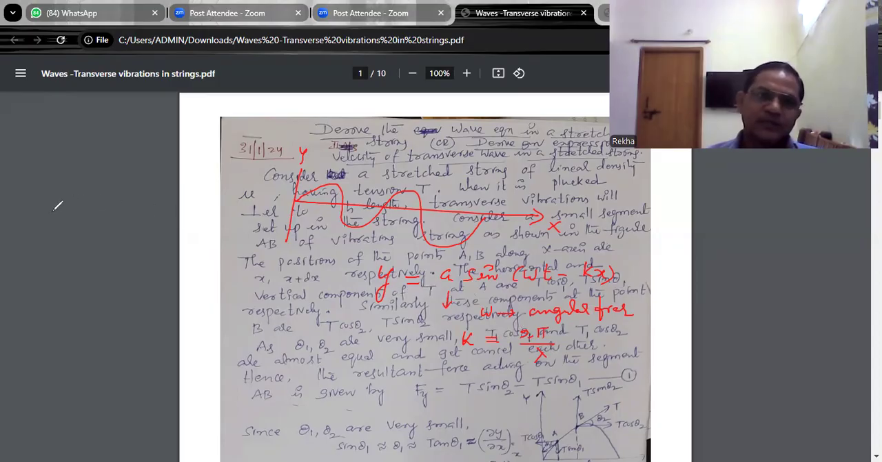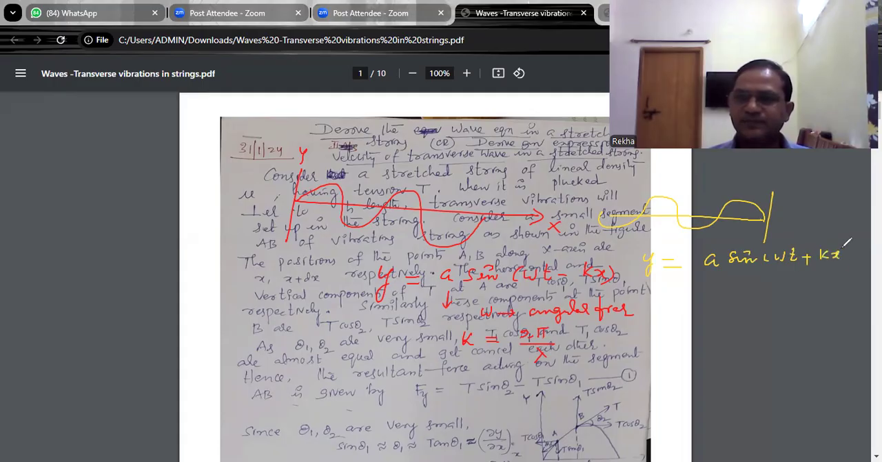Coming to the wave propagating along the negative x-axis, that can be represented as y = a sin(ωt + kx). Along the positive x-axis, we have the minus sign. The wave propagating along the negative x-axis, we have the positive sign.